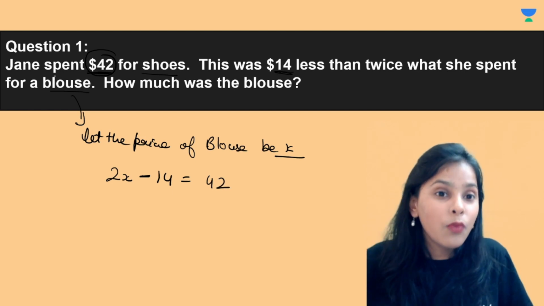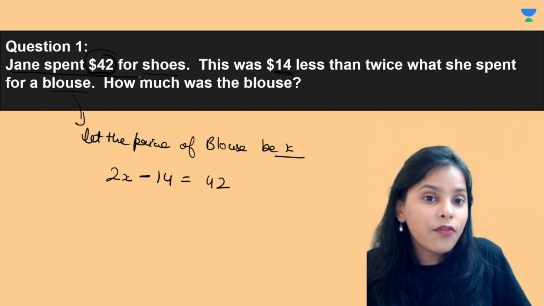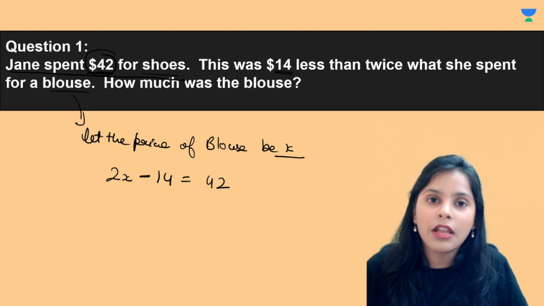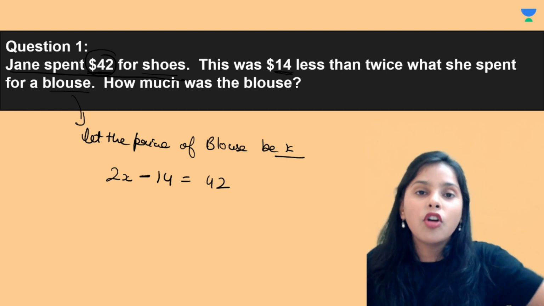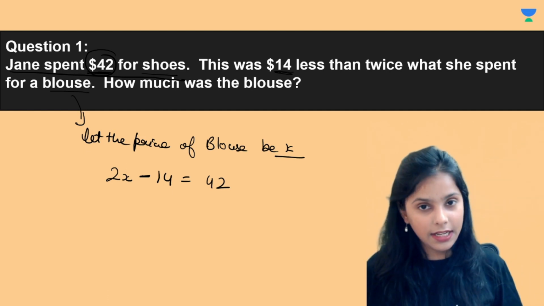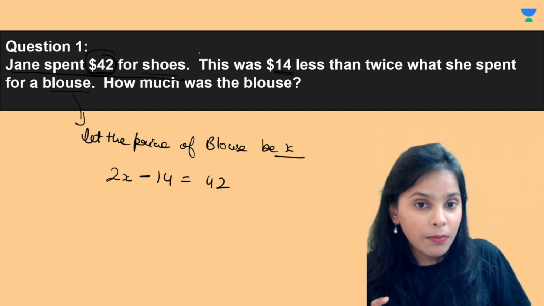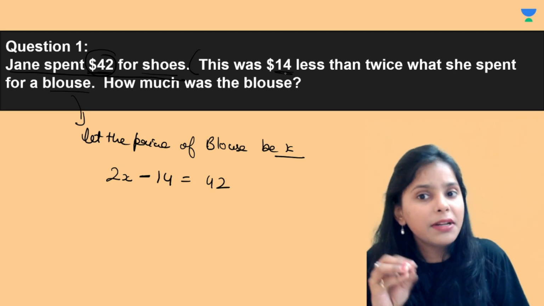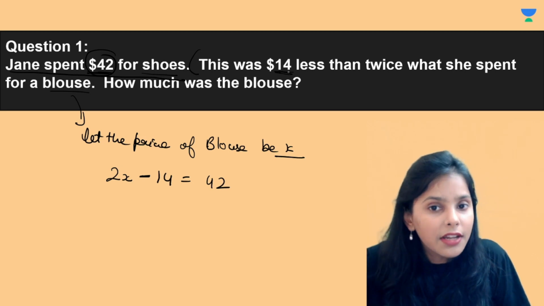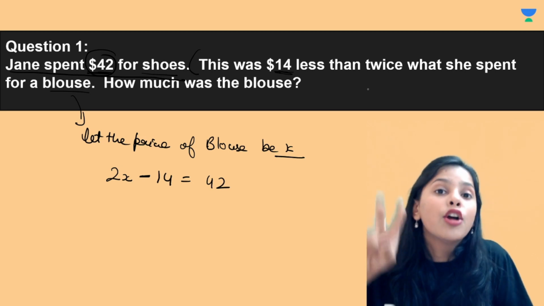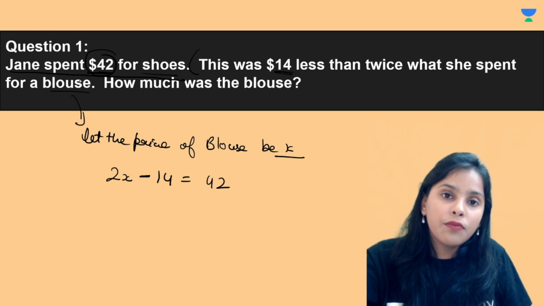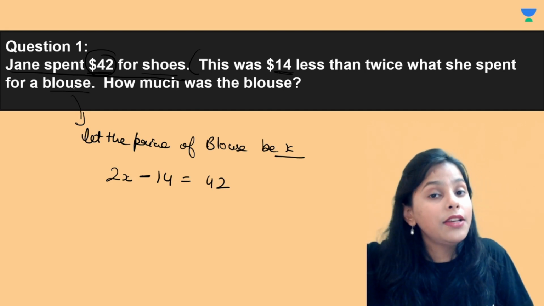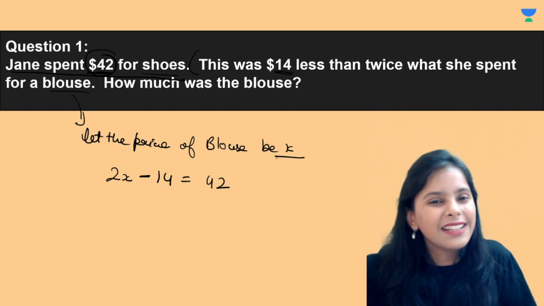Read the statement one more time. Jane spent $42 for shoes. Jane ने $42 खर्च किए हैं शूज खरीदने के लिए. The question says that the value 42 is nothing but equal to $14 less than twice of what she spent for the blouse. We do not know the value she spent for the blouse, so we let that be x.